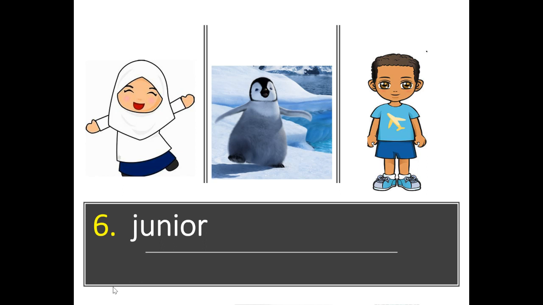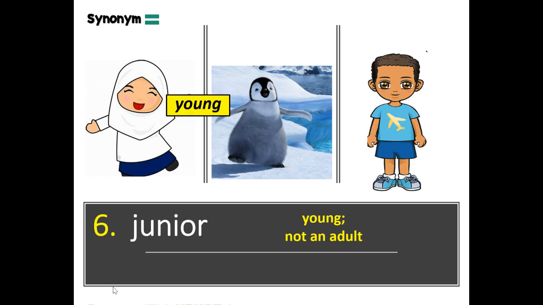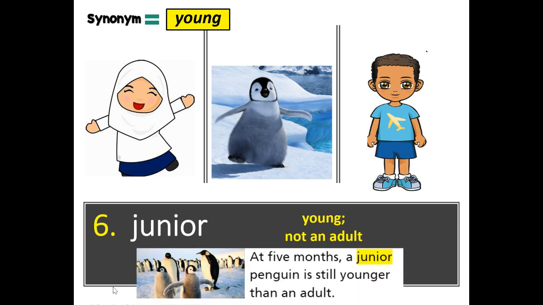Junior. Junior means young, not an adult, like a kid or a child. Junior, young, not an adult. A synonym for junior could be young or child. At 5 months, a junior penguin is still younger than an adult.